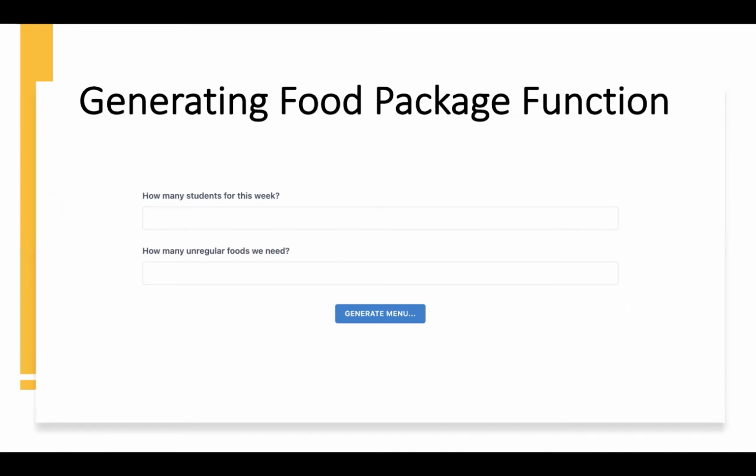Now, this is the part of the website that relates to segment 3 of our goals and deliverables, generating the food packages. As you can see, all you have to do here is enter how many students you have that week, as well as how many alternative foods you need, whether that be due to a restricted diet, non-restricted diet, or any other nutritional concerns. After that, just click Generate Menu and it will give you a food package. It will be shown later on.